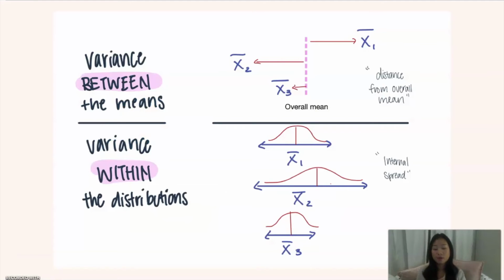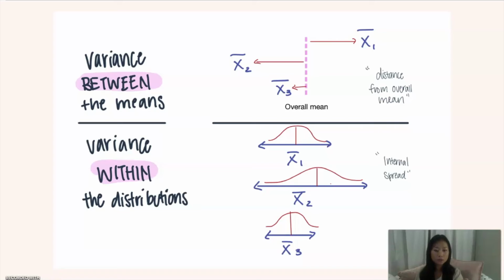So what do we mean by variance between the means? This is going to be the mean of each group compared to the overall mean of the entire study. As you can see here, we have group 1, group 2, and group 3, and the means are all on this little map compared to the overall mean in the middle. And then this is the numerator, and the denominator is the variance within the distributions.